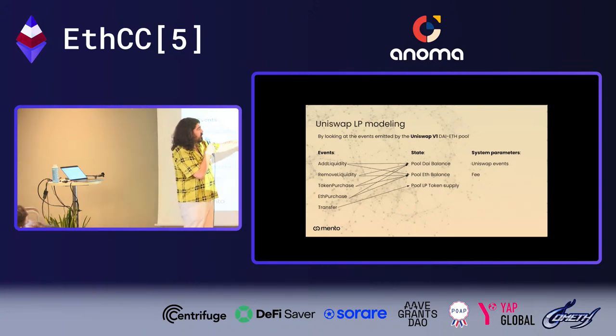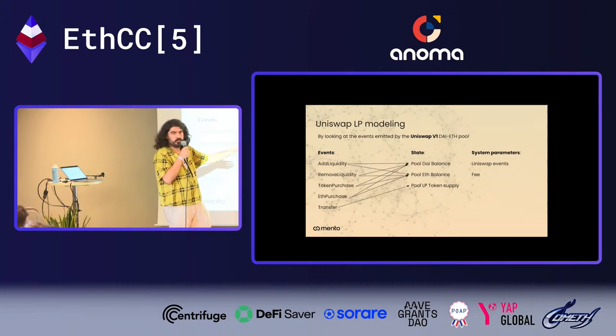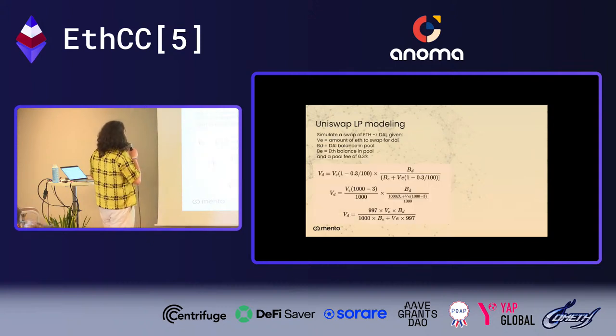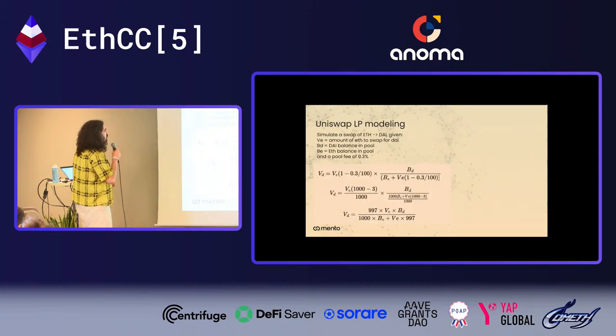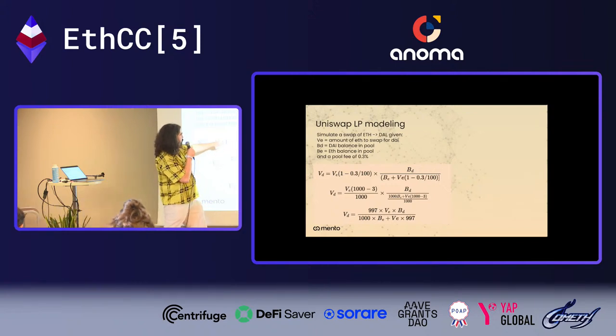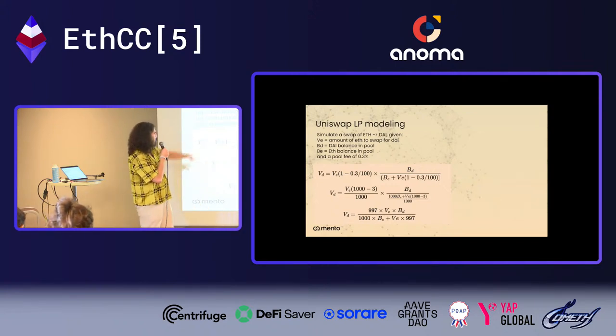And the parameters of the system are this list of events and what fee we want the pool to take. In Uniswap V1, the fee is actually hard-coded in the contract, but you can experiment and play around with it. And I'm going to go quickly through some math: given an amount of ETH you want to sell to the contract, the balances of the contract, and a fee of 0.3%, how much DAI do you get back from that contract?